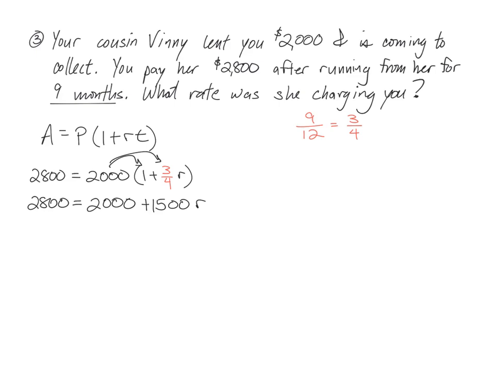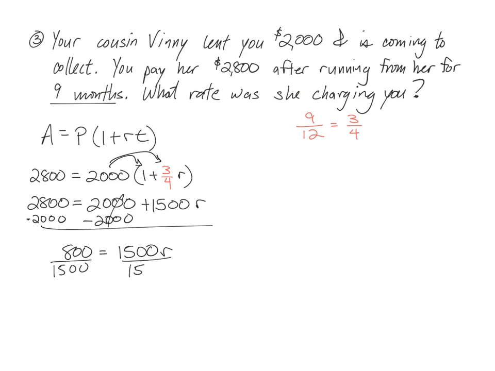So what we can do now is we can solve for r here. Solving for r would look something like subtracting 2000 from both sides. So that means we would have minus 2000 minus 2000. And that would give us 800 equals 1500 r. And then we can divide by 1500. Those reduce, and this leaves us with 8/15.